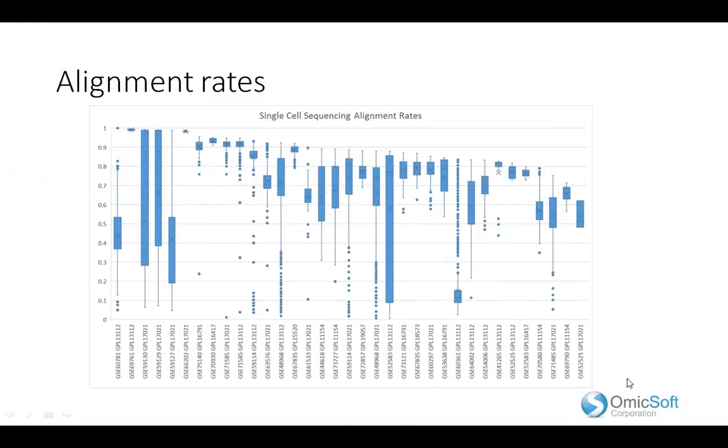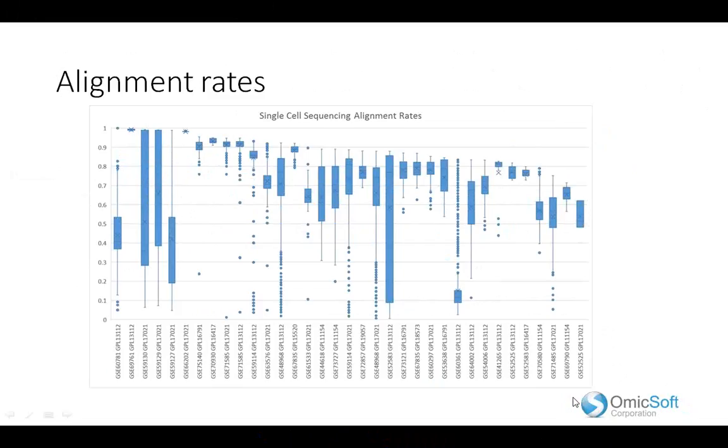And this is alignment rate. You can see different cell types showing very diverse alignment rates. The majority of them have, for example, probably 0.6, 0.8 alignment rate, but there are always some cells with really low alignment rates, which can be used as one of the criteria to get rid of bad cells.